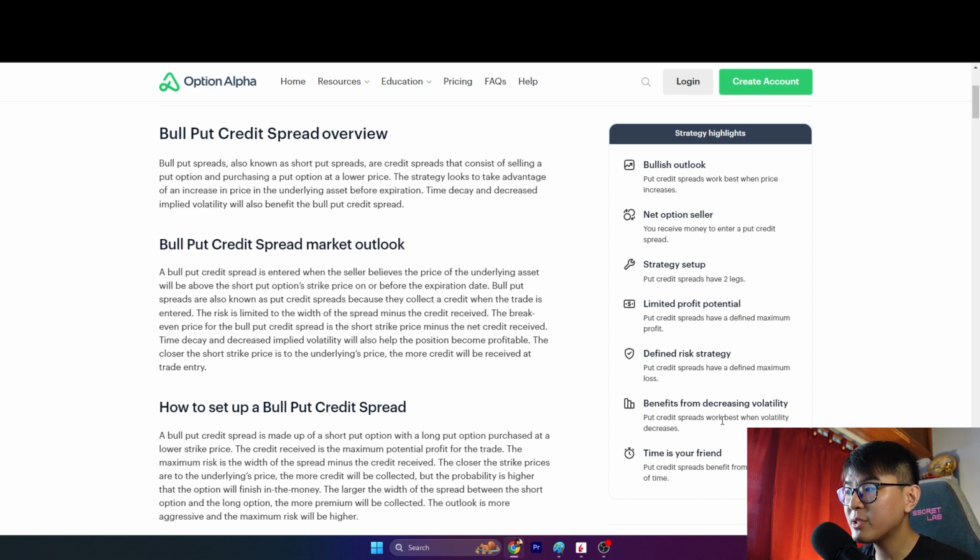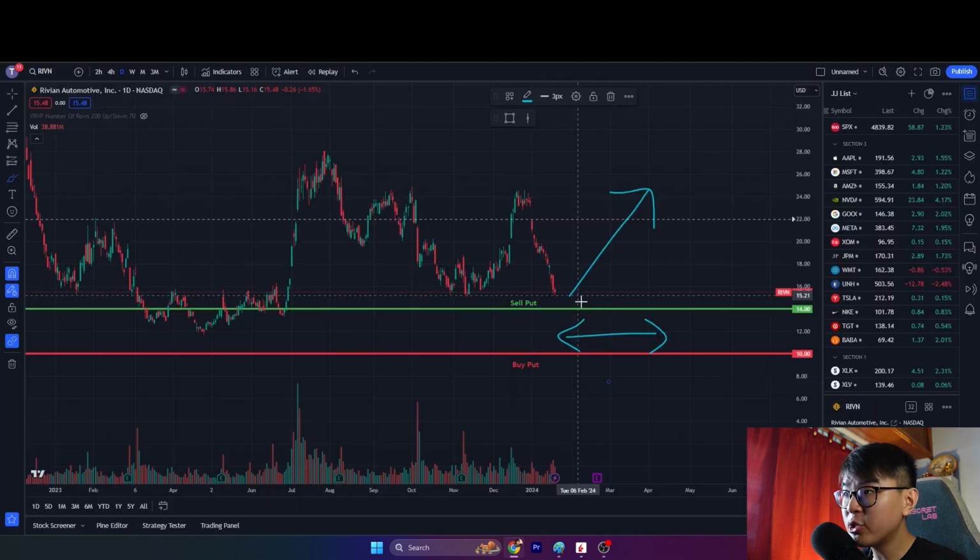Put credit spreads work best when volatility decreases. I'll say this is a little bit more advanced. Some examples that cause a decrease in volatility include the period of time after an earnings call. Next thing, time is your friend. Put credit spreads benefit from the passage of time. Assuming the stock price goes up over the period of time when you have traded your bull credit spread, you will be earning money every single day because your put credit spread becomes more valuable every single day.